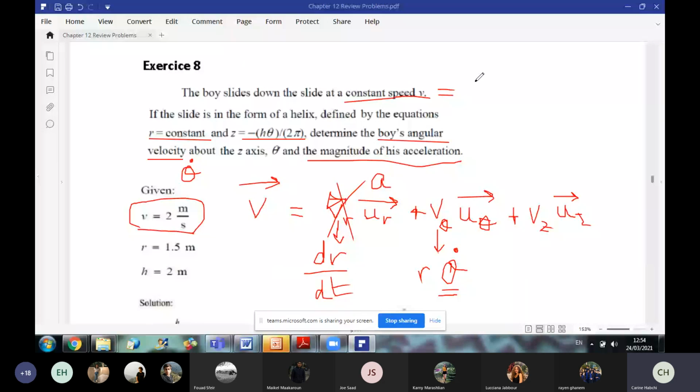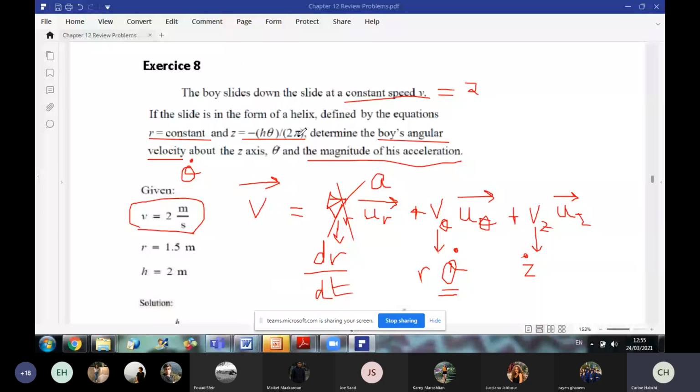Knowing the value of the magnitude of the speed, this will allow us to calculate theta dot, because v theta is a function of theta dot. And Vz is what? Vz is the derivative of z with respect to time. It's equal to dz by dt. Okay? And we know that z is a given function of theta. So we can find the value of z dot.